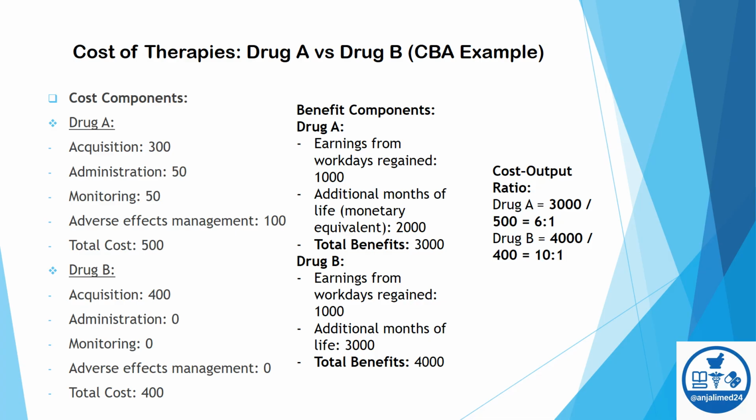When we calculate their cost-output ratios, we find that drug A gives a return of $6 of benefit for every dollar spent. But drug B performs even better, delivering $10 of benefit per dollar invested. So, based on CBA, drug B is the more economically efficient option.